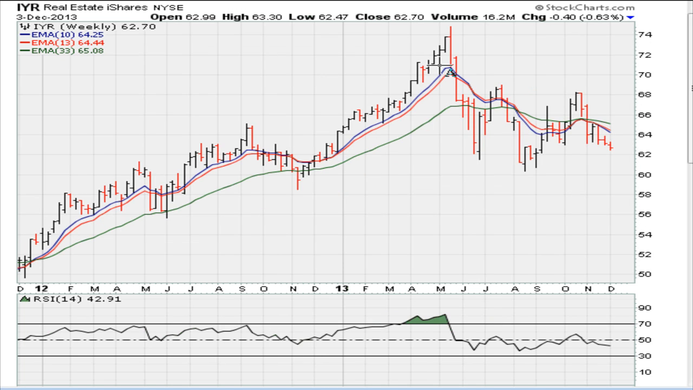So let's take a look at another idea here, and this is the last one. This is just a live example. This is the IYR, and what I want to sensitize you to is the fact that this is very close to making a fresh 52-week low on the 10-week moving average, and also the 13-week moving average is very close, if not already trading at fresh 52-week lows.